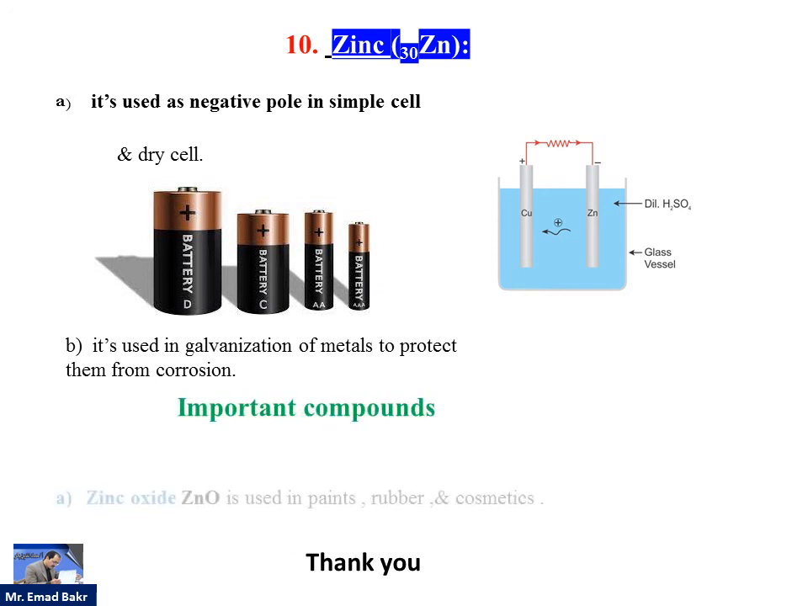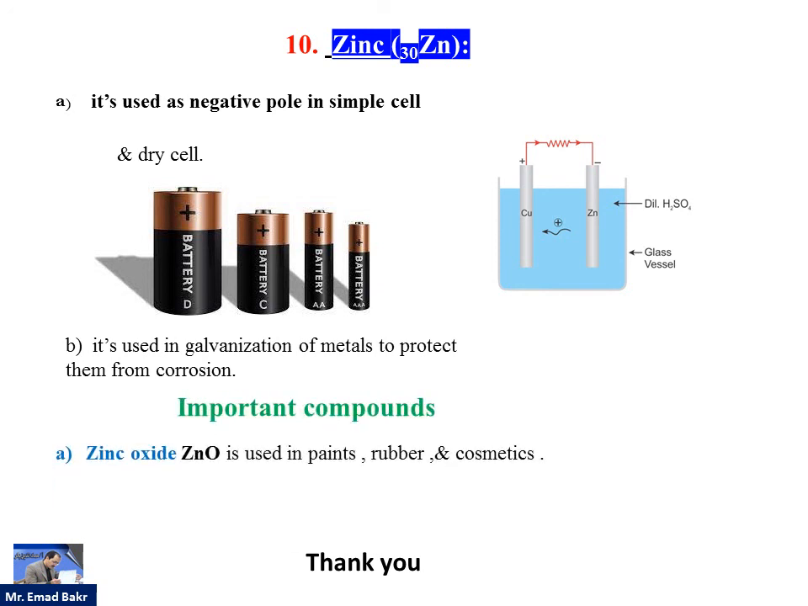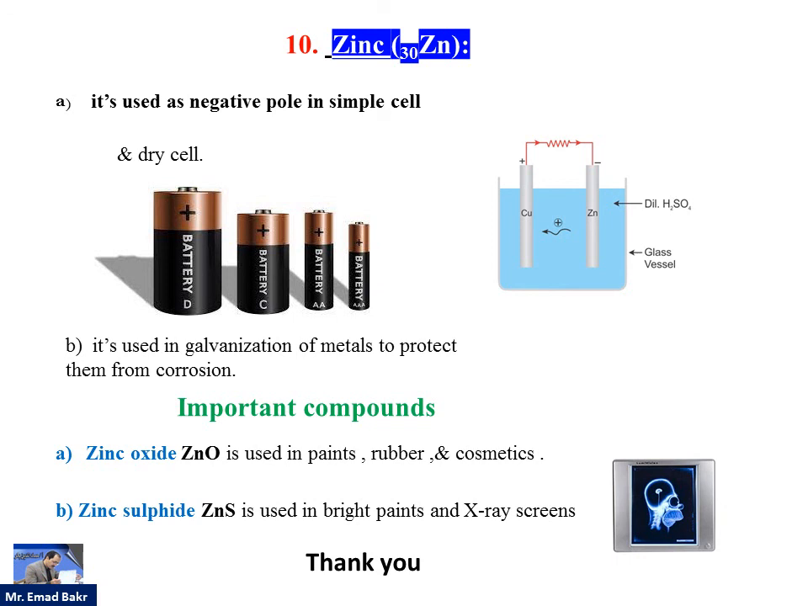Important compounds of zinc: zinc oxide, ZnO, is used in paints, rubber, and cosmetics. Zinc sulfide is used in bright paint and X-ray screens. The X-ray screens contain zinc sulfide, which shows the image when the X-ray falls on it, and the image appears.